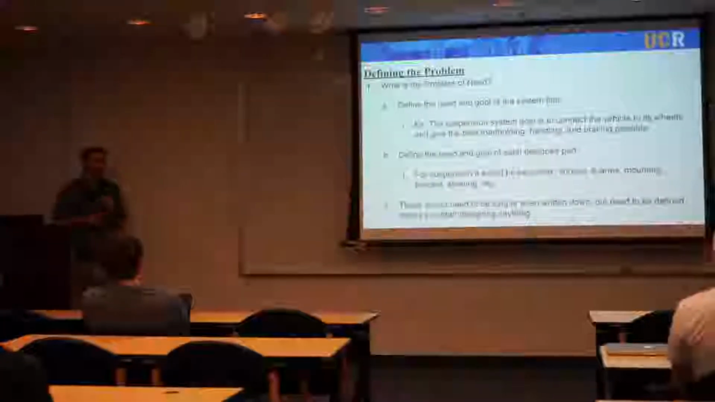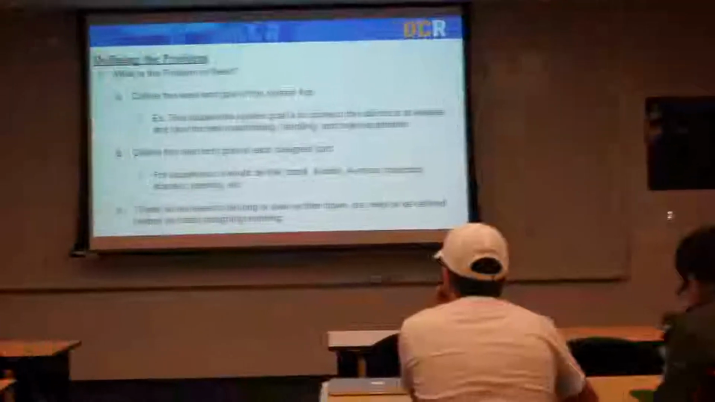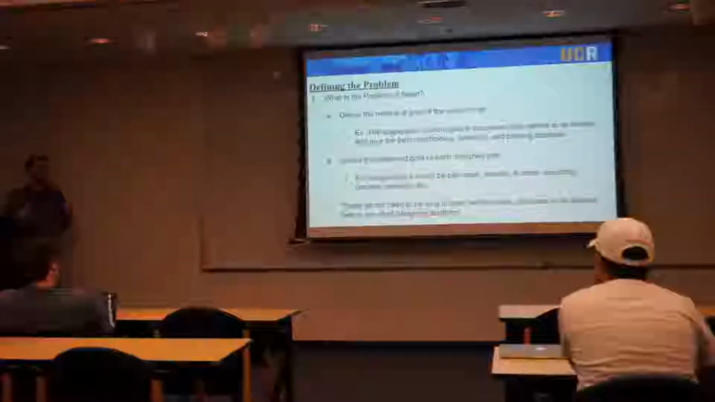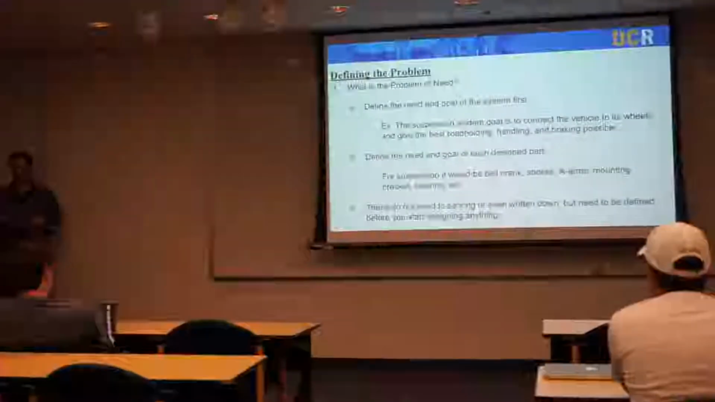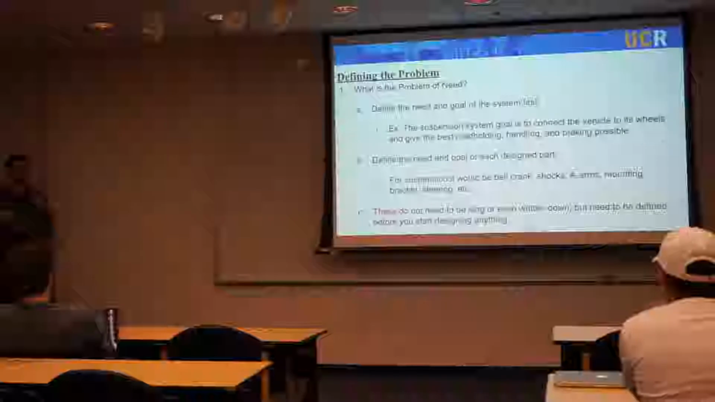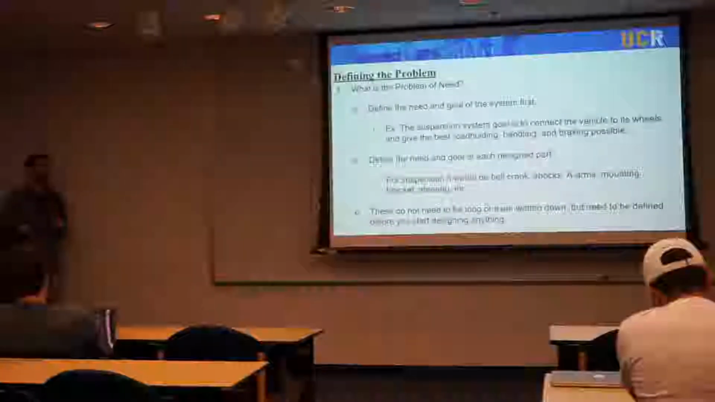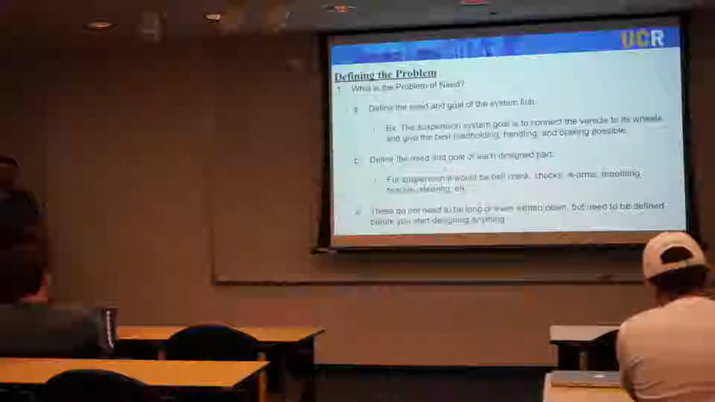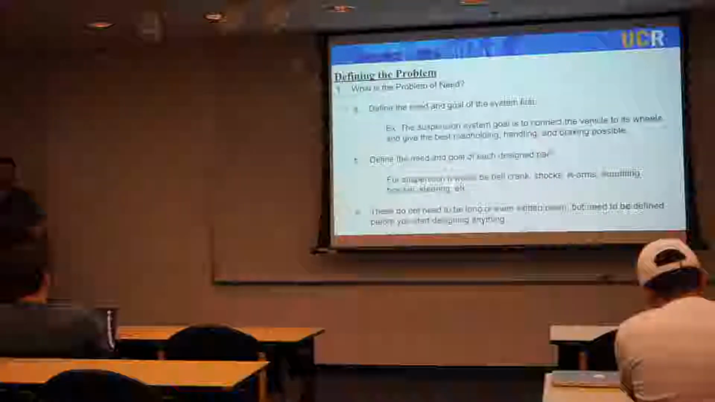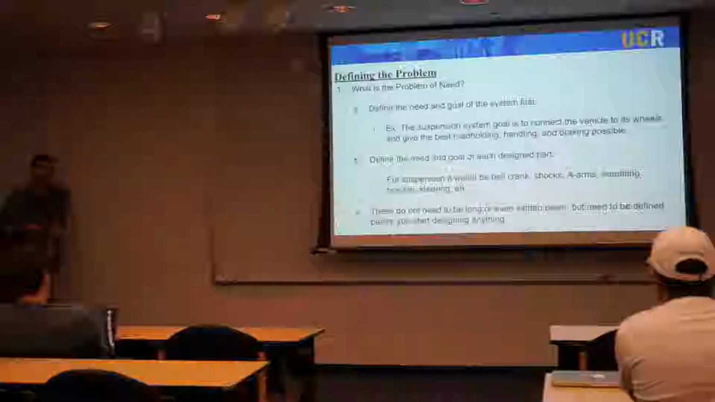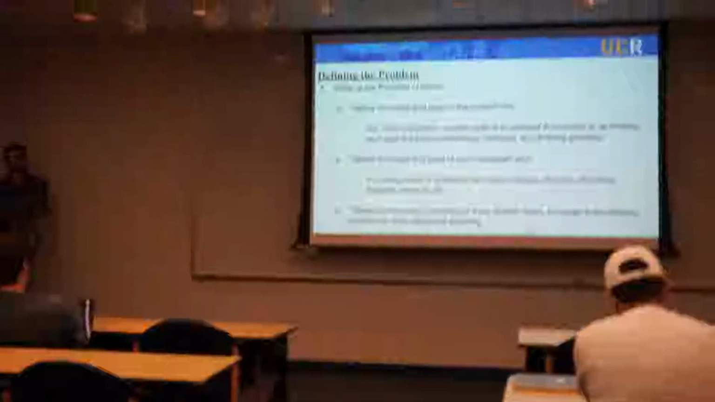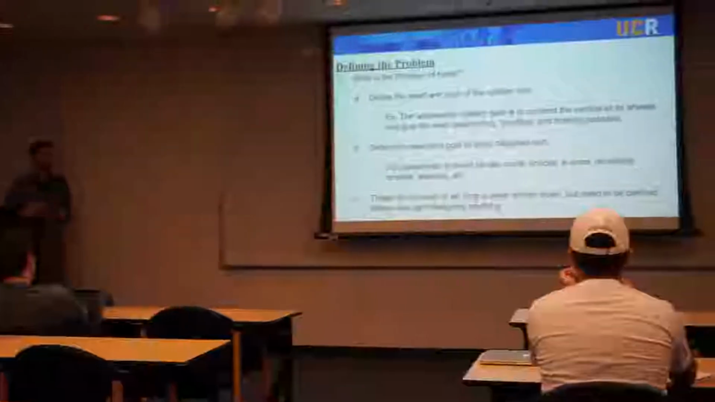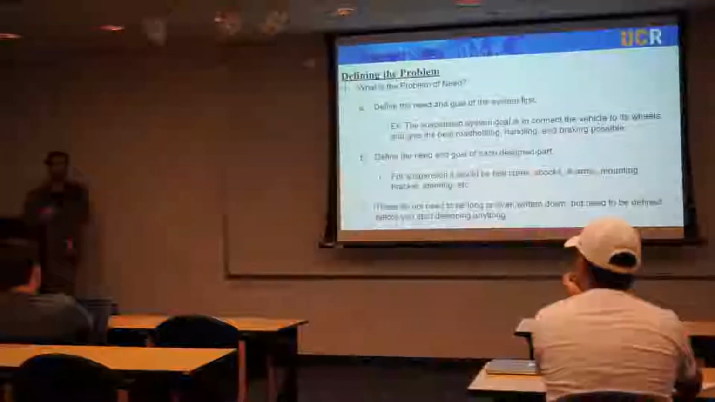There's no numbers in that, there's no calculations. You haven't even designed anything. Just figure out what you're supposed to do as a whole. And again, you're going to have to do a lot of background research to go back and forth to define that goal. We'll go into some of the sources a little bit later. Once you've decided what you need to do on that system level, then you can start looking into each individual part. So you'll start looking into the bell cranks, shocks, A-arms, mounting brackets, steering, etc., and defining each one of those as a goal.